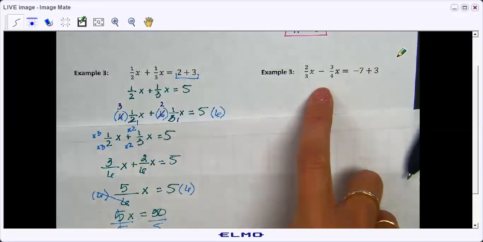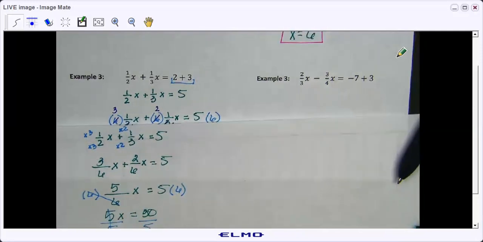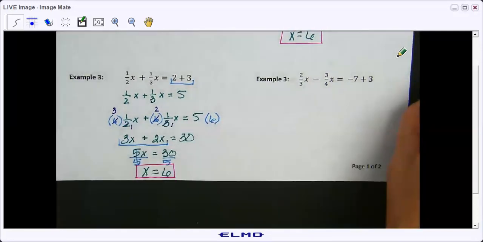All right, so what I would like for you to do is go ahead and solve example 3 using whichever method you prefer, okay? I'm gonna pause the video while everybody works on this.